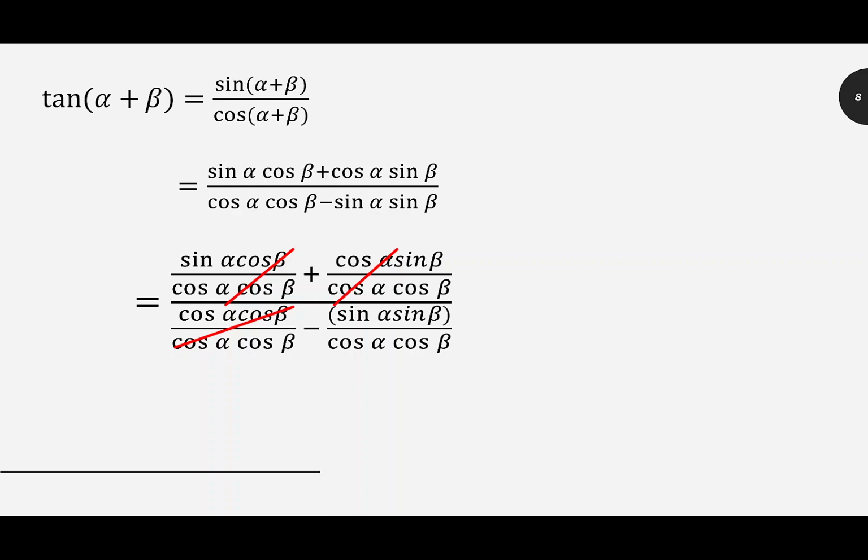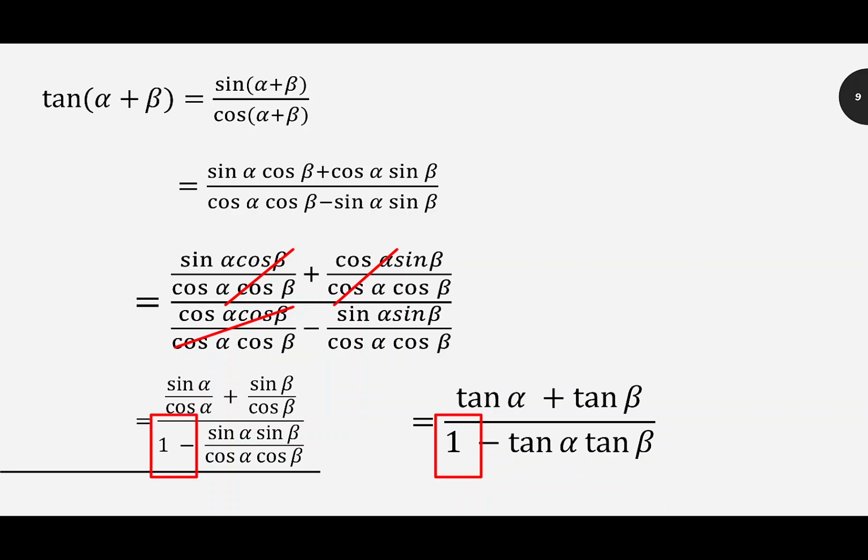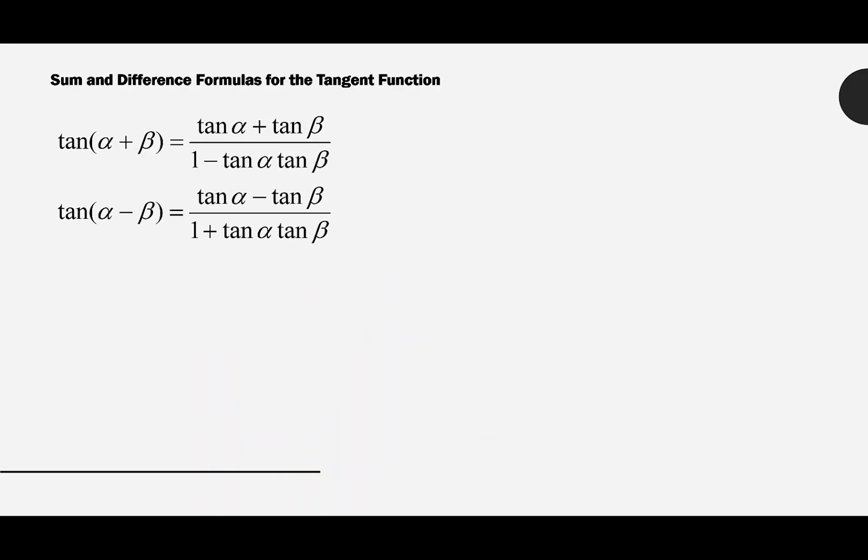When I look at sine alpha times sine beta over cosine alpha times cosine beta, I don't see anything that cancels. Our new reduced expression is sine alpha over cosine alpha plus sine beta over cosine beta, over 1 minus sine alpha sine beta over cosine alpha cosine beta. Sine alpha over cosine alpha is equal to tangent of alpha. Sine beta over cosine beta is equal to tangent of beta. I'm keeping my 1 in the denominator. This gives us the sum formula for the tangent function.